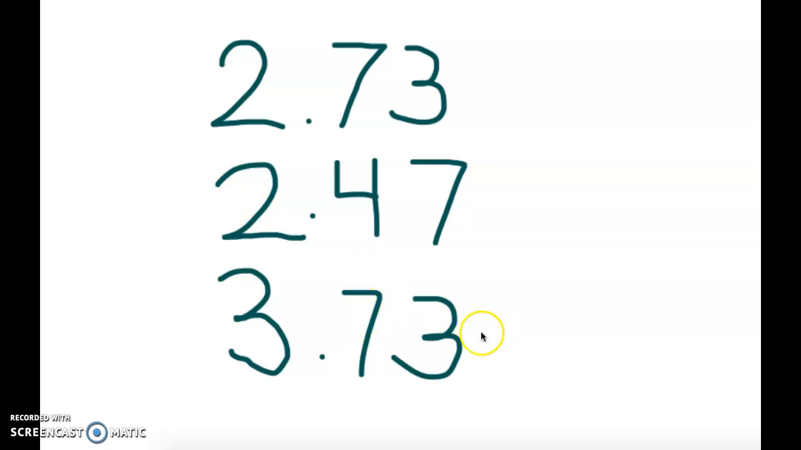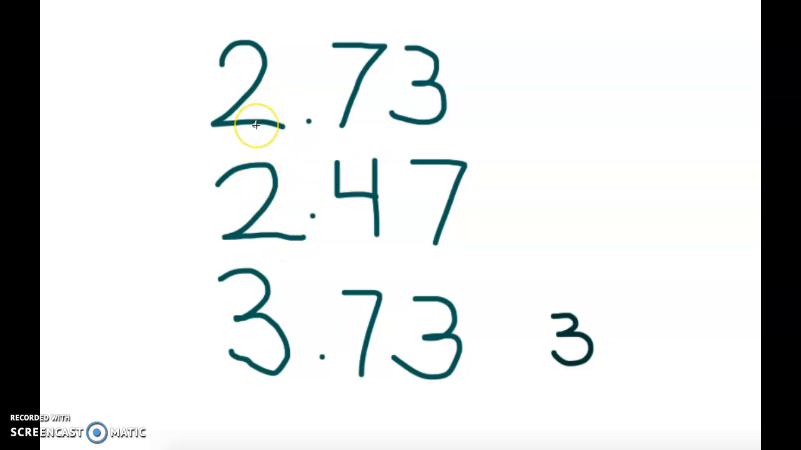So we know that 3, this whole number, is going to be the greatest. So it's going to be the third one in our list. And so we don't even need to pay attention to that one anymore, because we know that that's already going to be the greatest number. So now we can go up here and look at these two numbers.